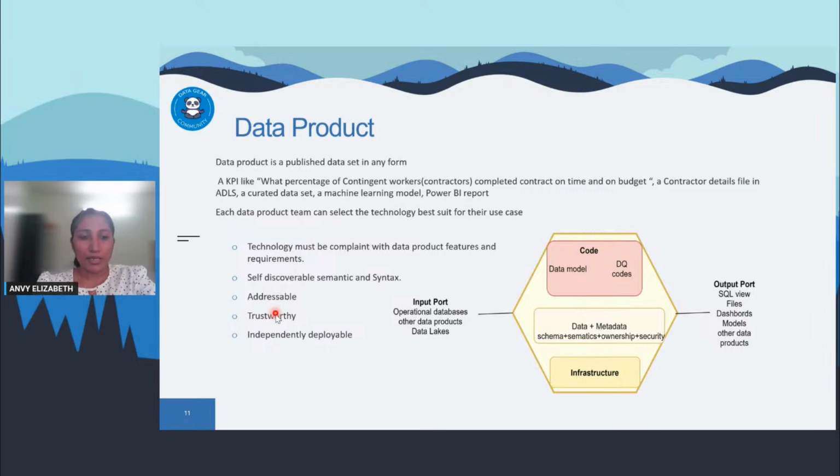And there should be trustworthiness. The data should be trustworthy. Your data should not be erroneous. If data is erroneous, nobody will trust your data. So your data product should be trustworthy. Before producing data, you can use techniques like data cleansing or automated integration testing. Such things help to provide a trustworthy data product.